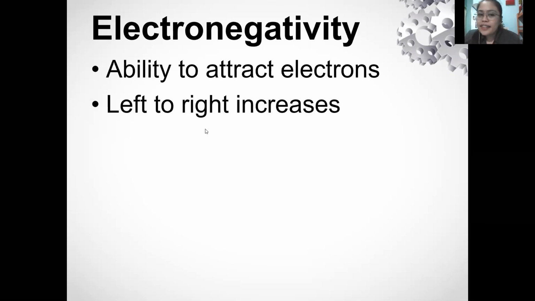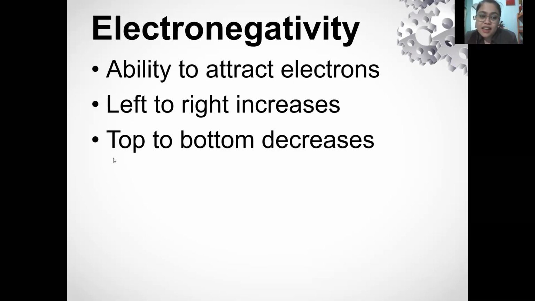So ito yung trend natin. From left to right, the electronegativity increases. Therefore, kabaliktaran siya ni atomic size. Kasi 'di ba si atomic size from left to right nagde-decrease. This is actually a total opposite of the atomic size. Because take note, from top to bottom, it decreases. So, as in, kabaliktaran talaga siya ni atomic size.